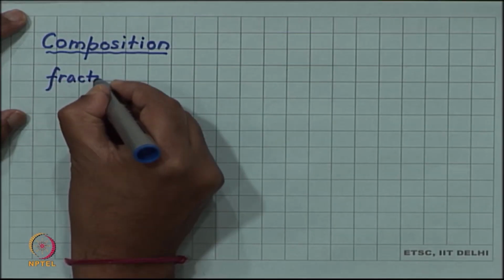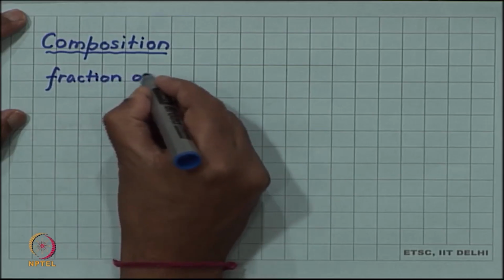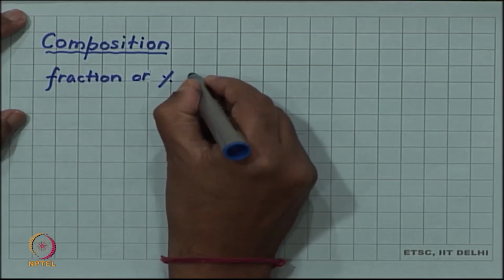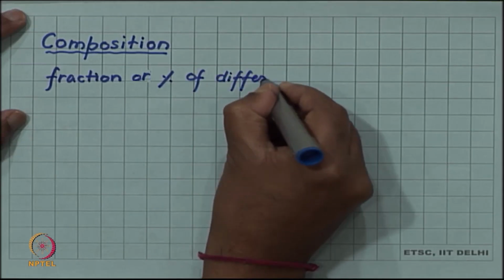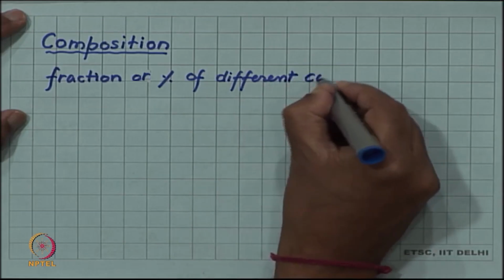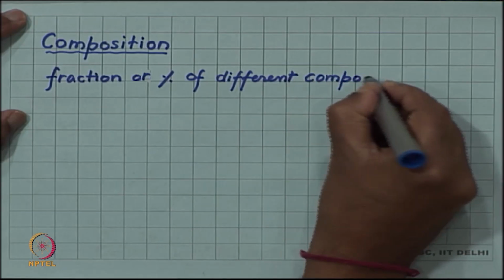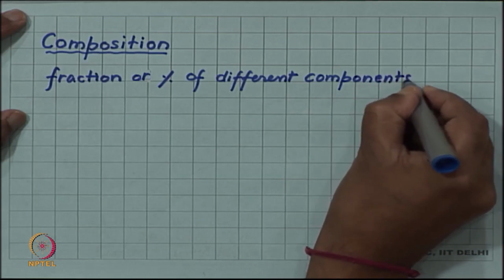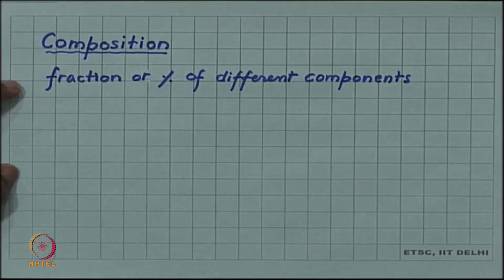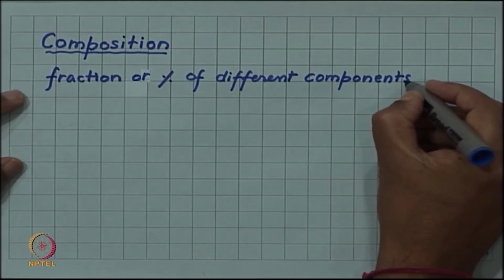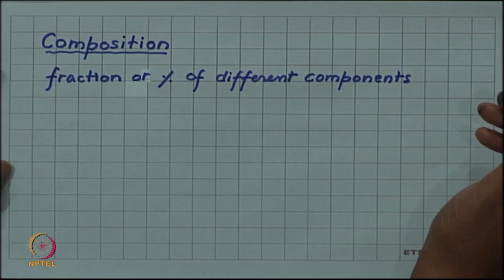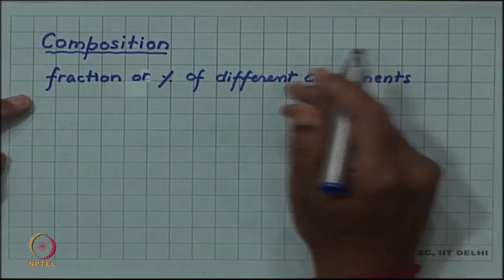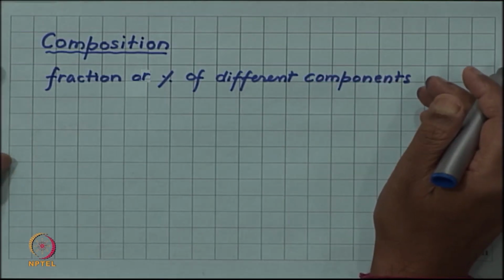fraction or percentage of different components is what is called composition. So, we have seen that in our binary alloy or a binary phase diagram, we will have two components. So, the fraction of those two components or the percentage of two components is called the composition.